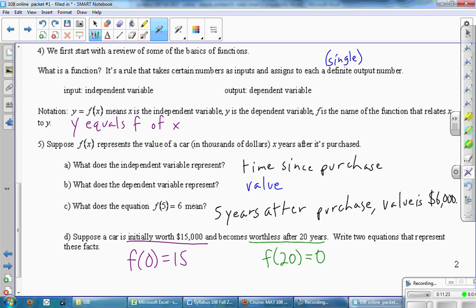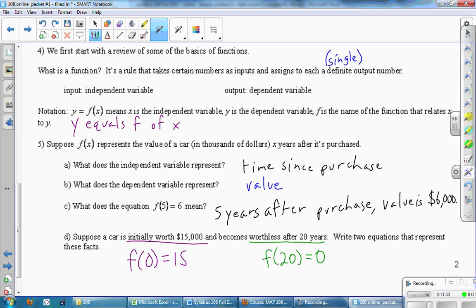The equation f of 5 equals 6. The 5 is the input. That's how many years since the car was purchased. So 5 years after the car was purchased, the value of the car, that's the output variable now, that's the 6. The value of the car is 6? No, the value of the car is $6,000. So when we're going to write these interpretation sentences, we want to make sure that they are understandable to a general audience. They really shouldn't have math speak in them.